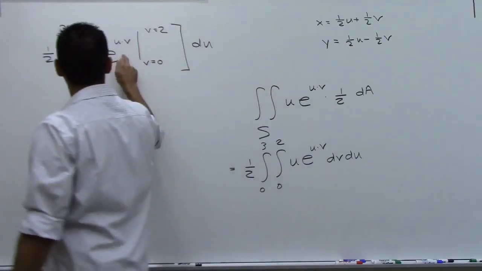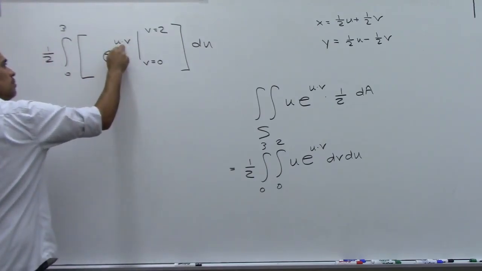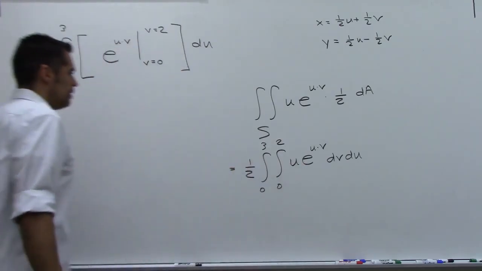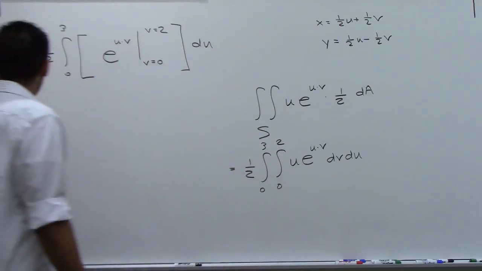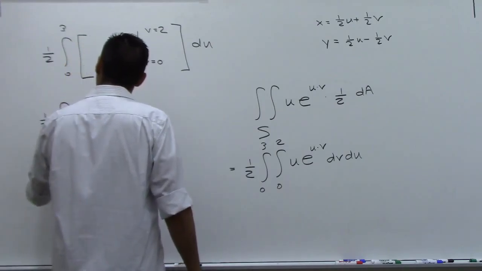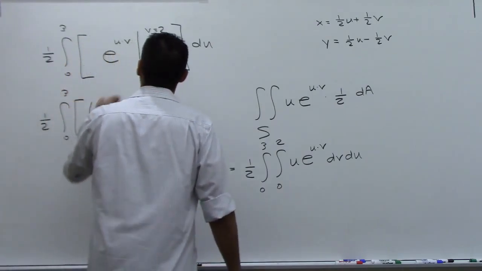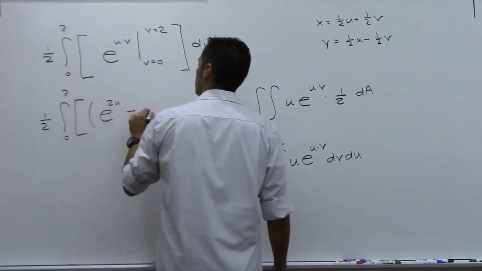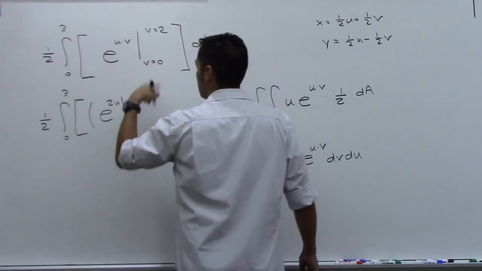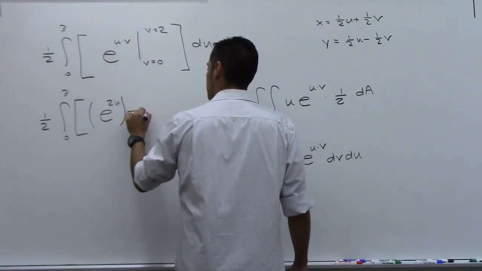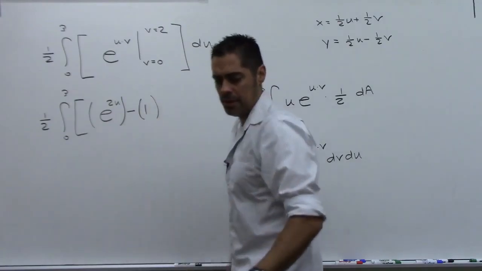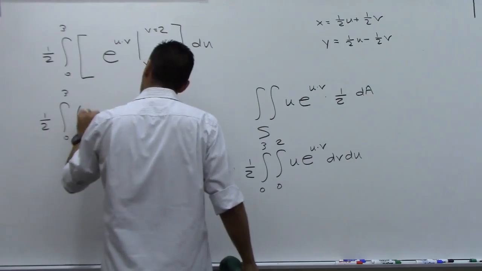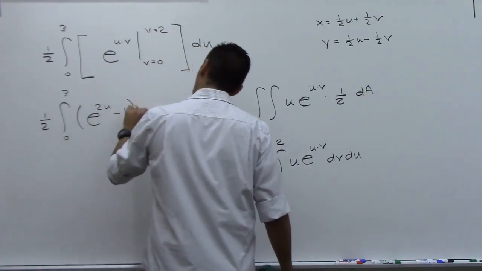So just double check. If you take derivative of this, it's itself times derivative of what's up here with respect to v, which is u. So a u pops out, which is this. Now plug in 2 for v. So 1/2 integral 0 to 3. Plug in 2 for v, you get e to the 2u minus, now plug in 0 for v, you get e to the 0, which is 1, so minus 1. I guess I don't need all those parentheses. I can just do e to the 2u minus 1 du.